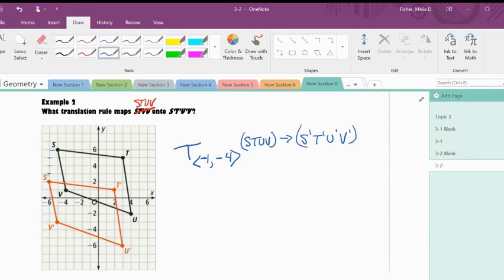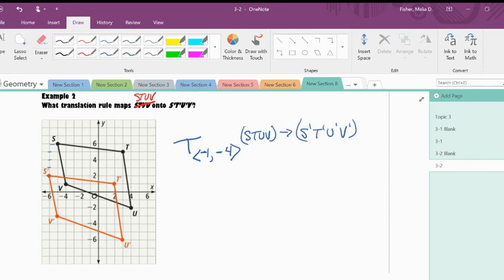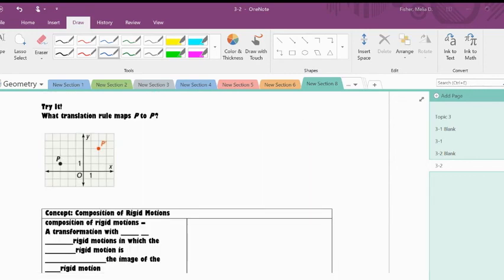Go ahead and pause your video and do the try it. Hopefully you paused your video and did this. You should be using the capital T. Then you should see that it went 5 right and 2 up, translating P to P prime.